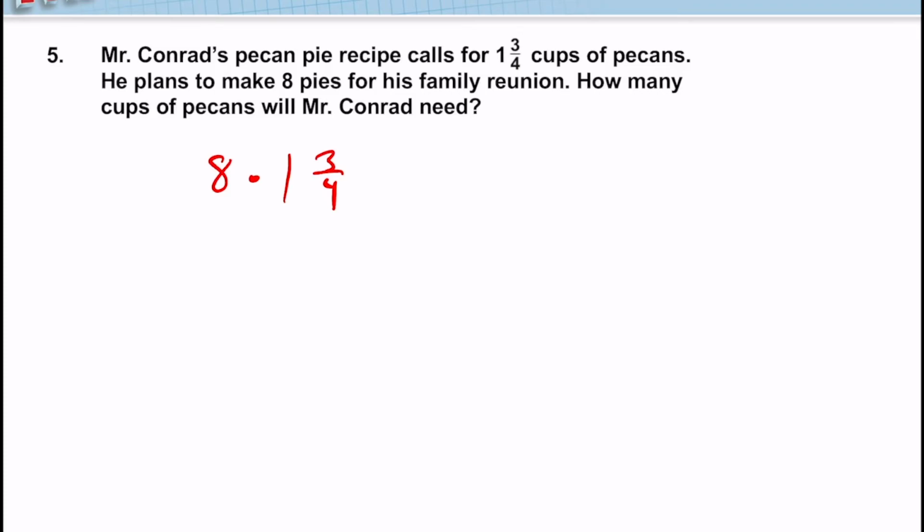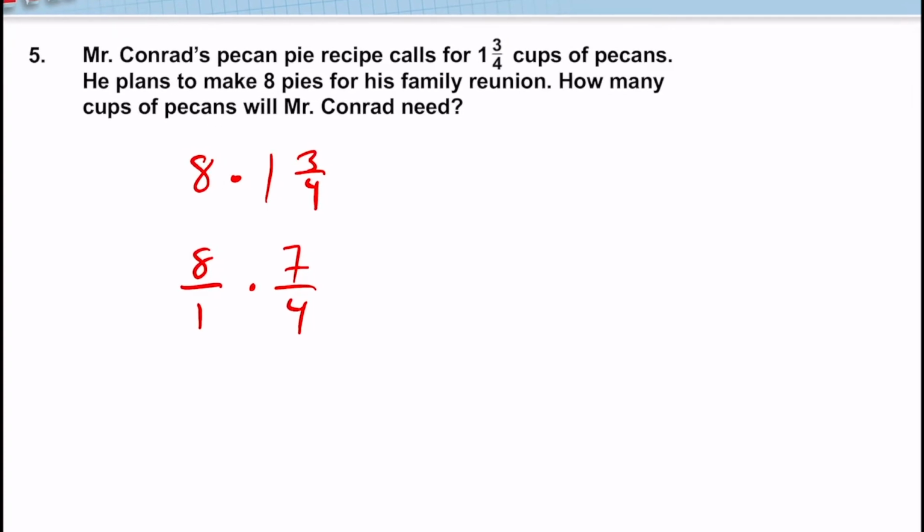So I'm going to have to change both of these into common fractions, because 8 by itself, some people might get confused by that. So this 8 really is 8 over 1. Because any whole number or integer as a fraction is written as that number over 1. And I'm going to change 1 3/4 to an improper fraction. And we already had this before. 4 times 1 is 4, plus 3 is 7, so this is going to be 7/4.